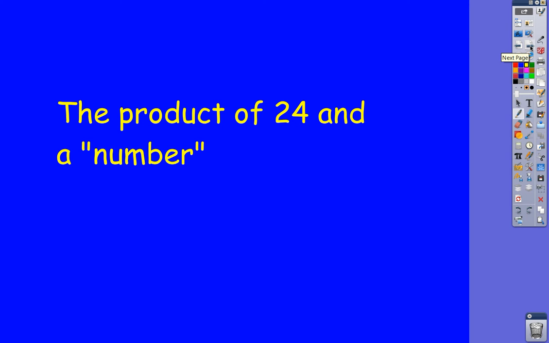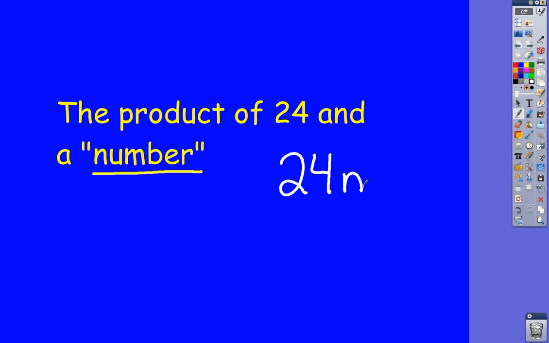Okay, now in this example, it says the product of 24 and a number. Now, we don't know what that number is. So, what can we do? This is a perfect example of when we use a variable, because that variable stands for a number. We don't know what the number is, so that's why we use the variable. So the answer to this question, the product of 24 and a number, would be 24n.